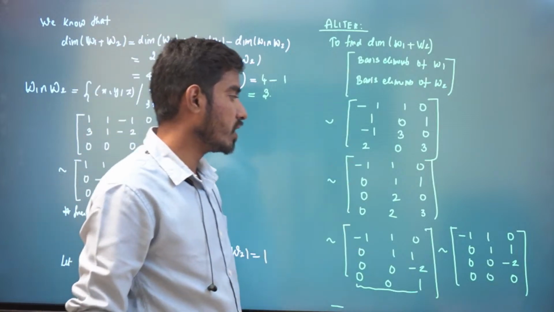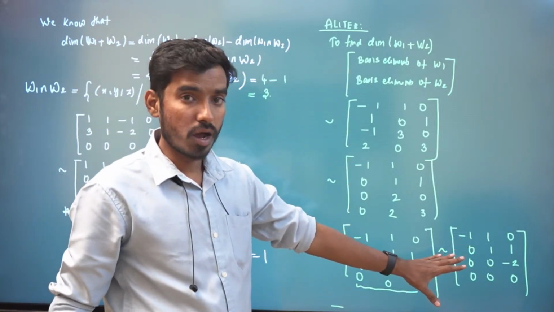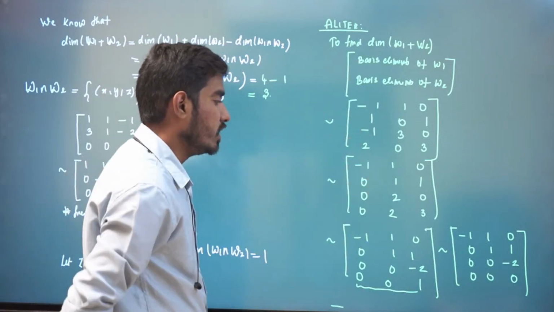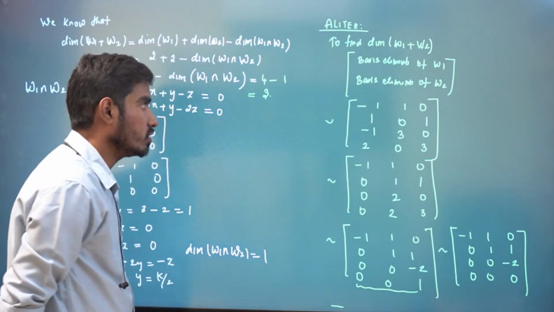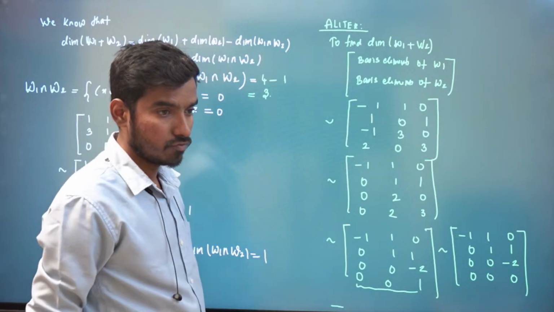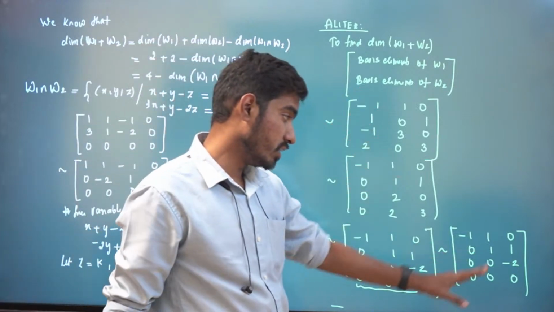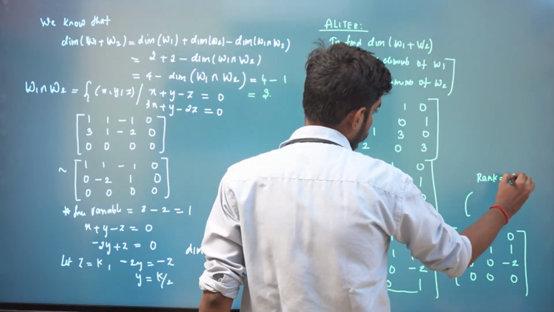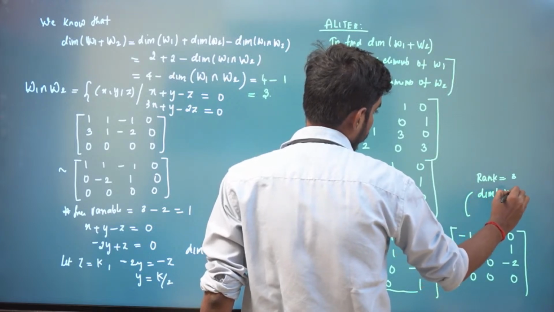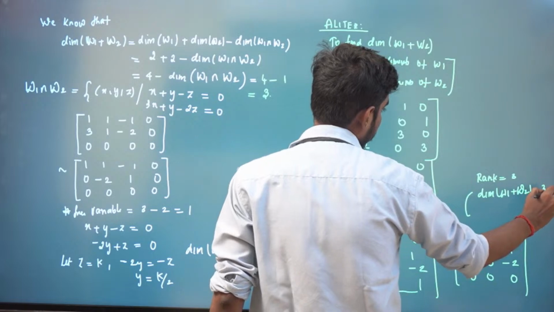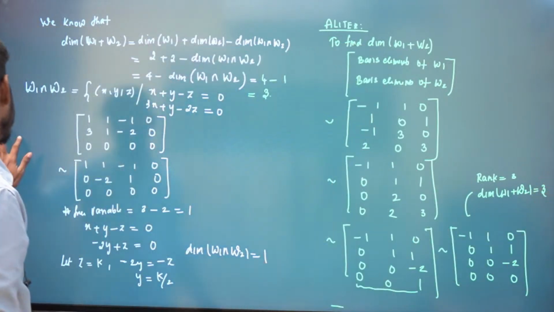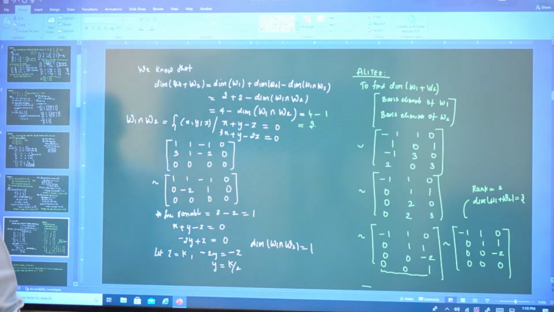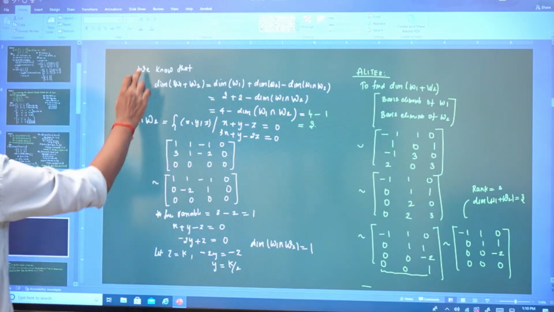You just find the rank of this matrix, and you'll get the dimension of W1 plus W2. I'm telling you an aliter. If you want to find the dimension of W1 plus W2, you can also find the rank of this matrix. The rank is 3, so the dimension of W1 plus W2 is 3. This is an aliter. That is why I said I don't understand why they are asking this question for 3 marks. Okay.